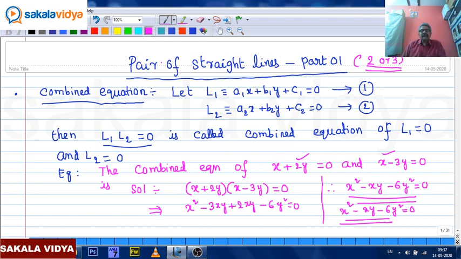So that means if you find the factors of x square minus xy minus 6y square is equal to 0, we get one of the factors is x plus 2y is equal to 0. Another other factor is x minus 3y is equal to 0. So these two are called separate equations of this x square minus xy minus 6y square is equal to 0. Okay, next.